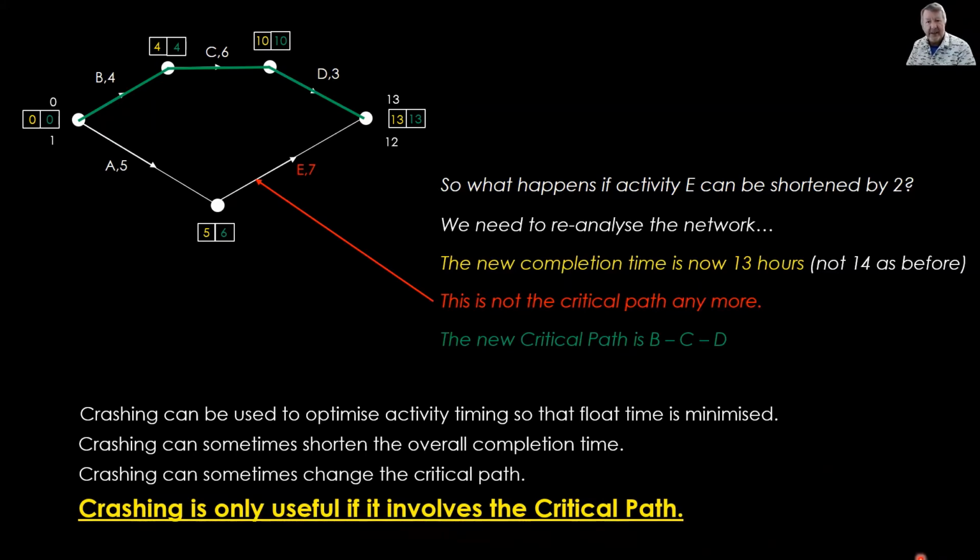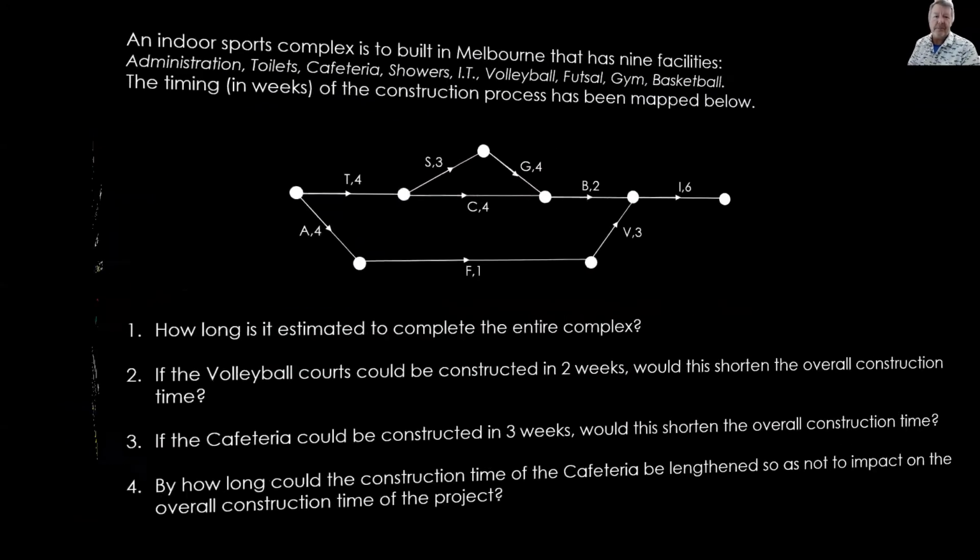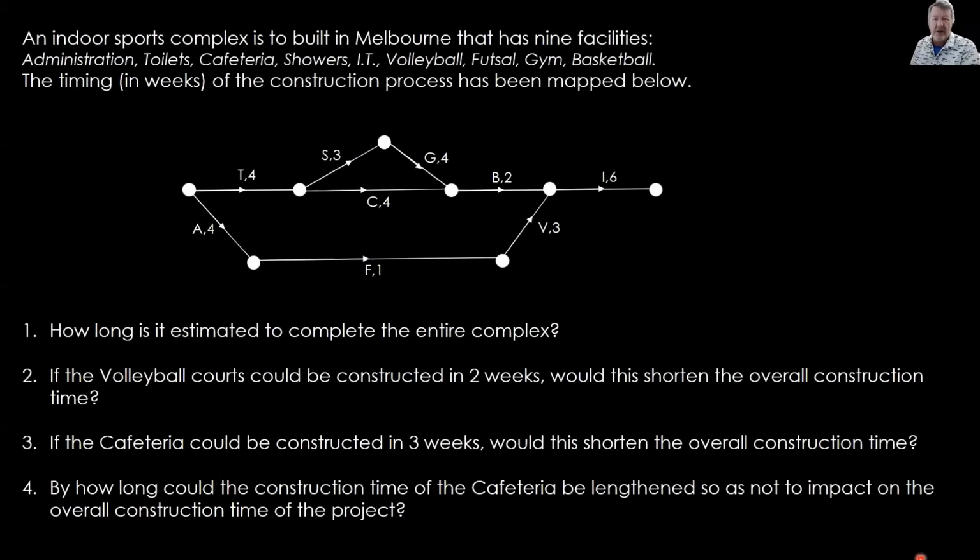Let's go into a more detailed example now. Okay, this is pretty much looking like an exam type question. An indoor sports complex is to be built in Melbourne that has 9 facilities, administration, toilets, cafeteria, etc. Now, A, T, C, S, I, V, and so on. You can see them all around the network, all different names. Most of the time that'll happen. The timing is in weeks of the construction process, and it's been mapped in the network.